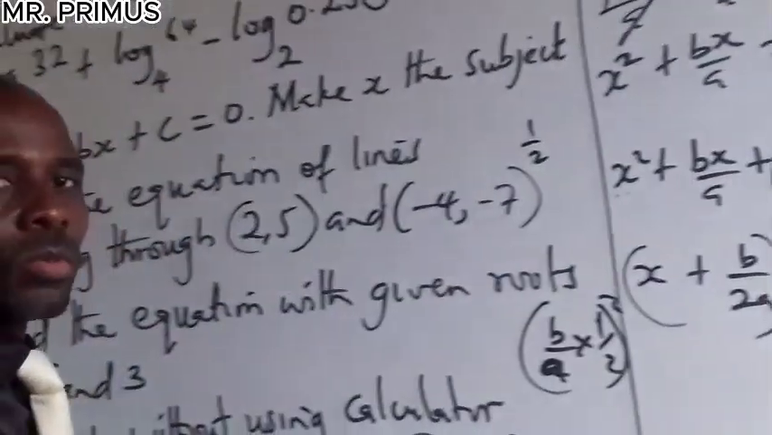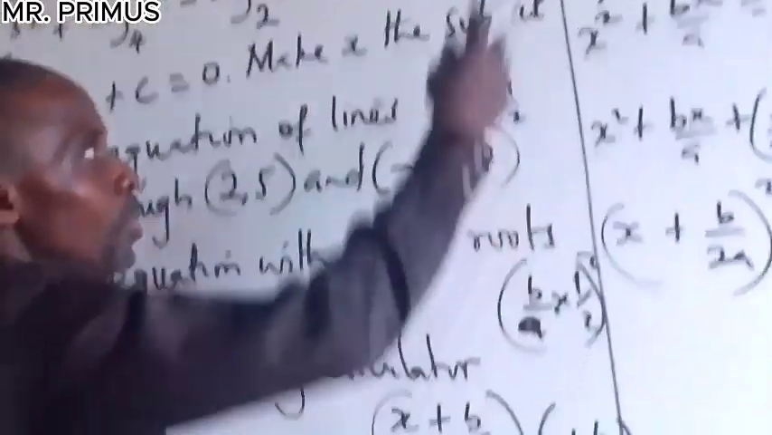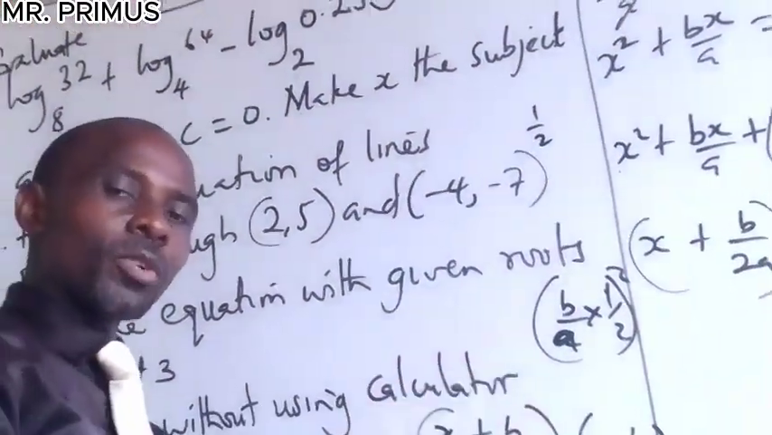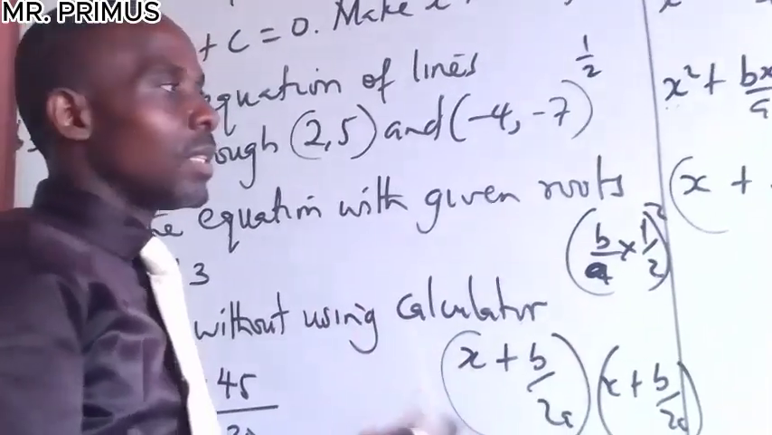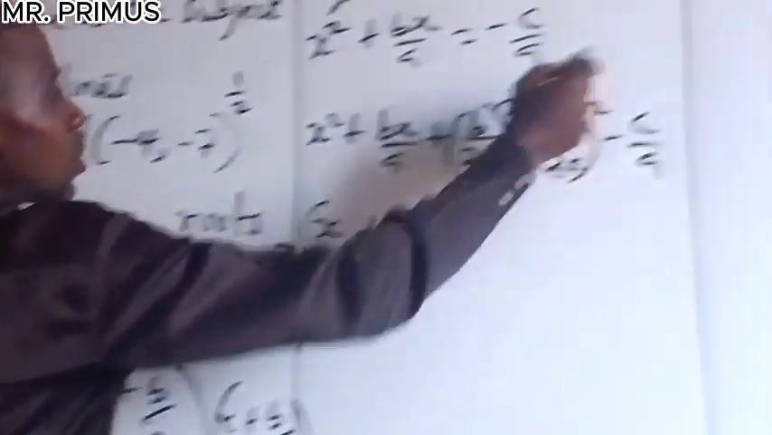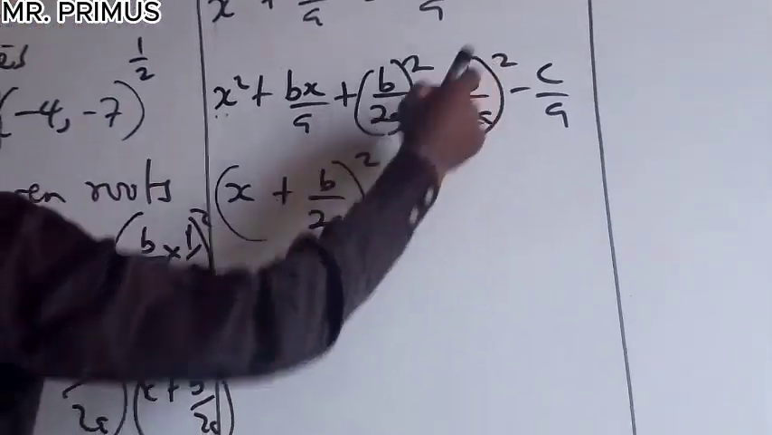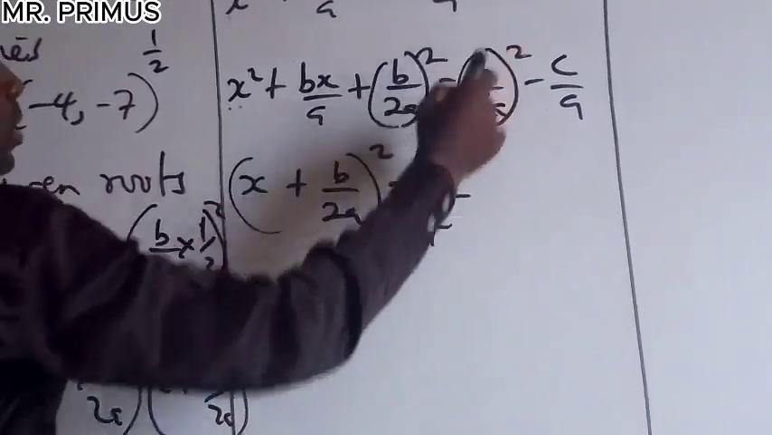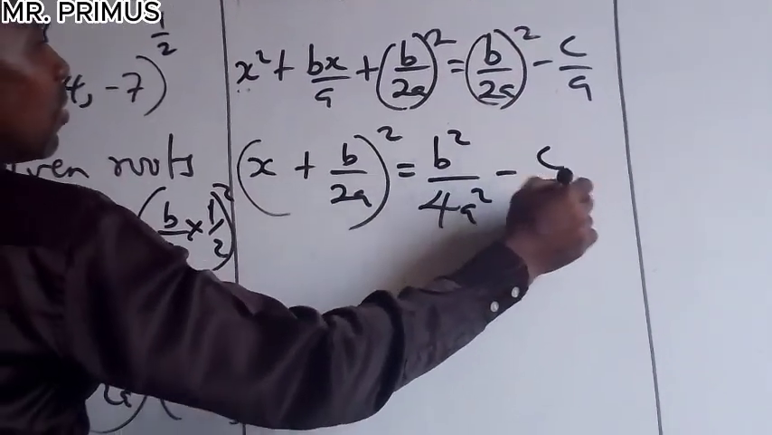After doing this, you try to do it by yourself, or you check some textbooks, or watch it again and again. You can take it back and forth. You keep watching it, you can learn it. It's not difficult. So b raised to power 2, over 2 raised to power 2 is 4, a raised to power 2, minus c over a.